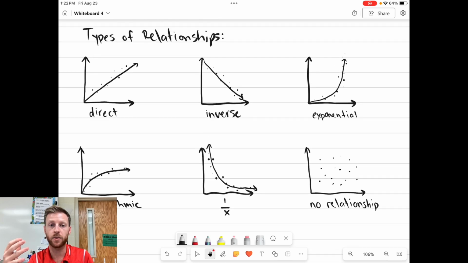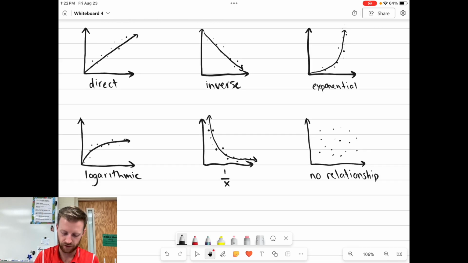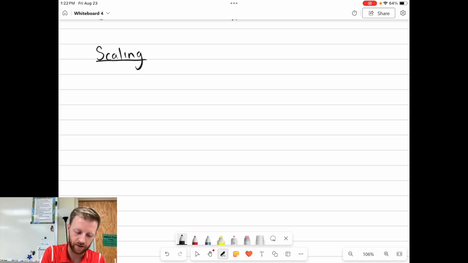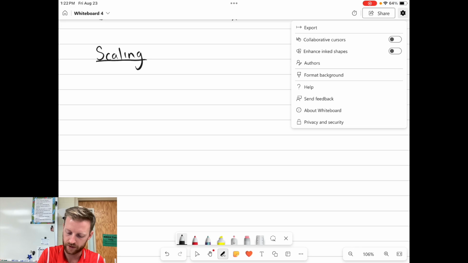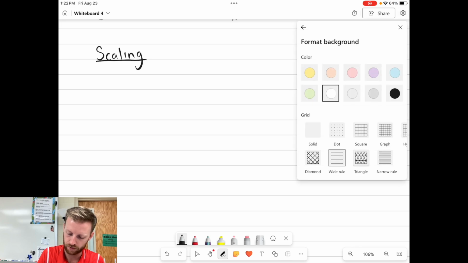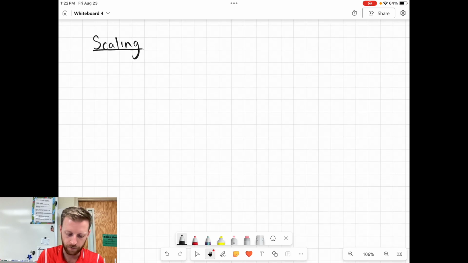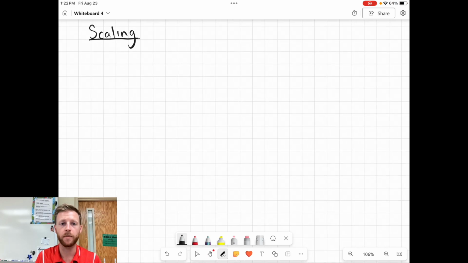Now, the last thing we want to do is something called scaling. So scaling is something that a lot of students struggle with. And scaling, that's how we spell it there. But we're actually going to flip our background here to make it into an actual graph. So we're going to flip this. And so for scaling, it's all about how we use the space of our graph.